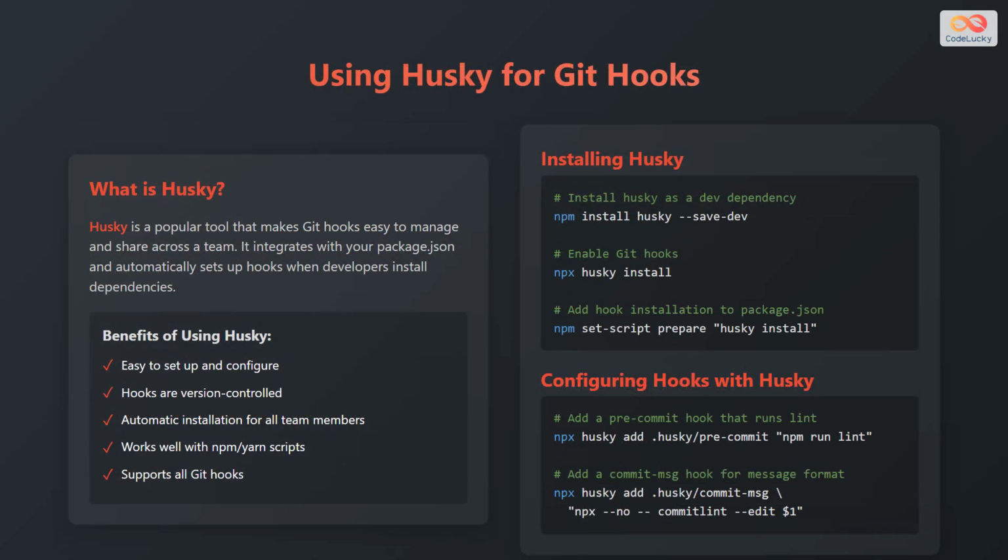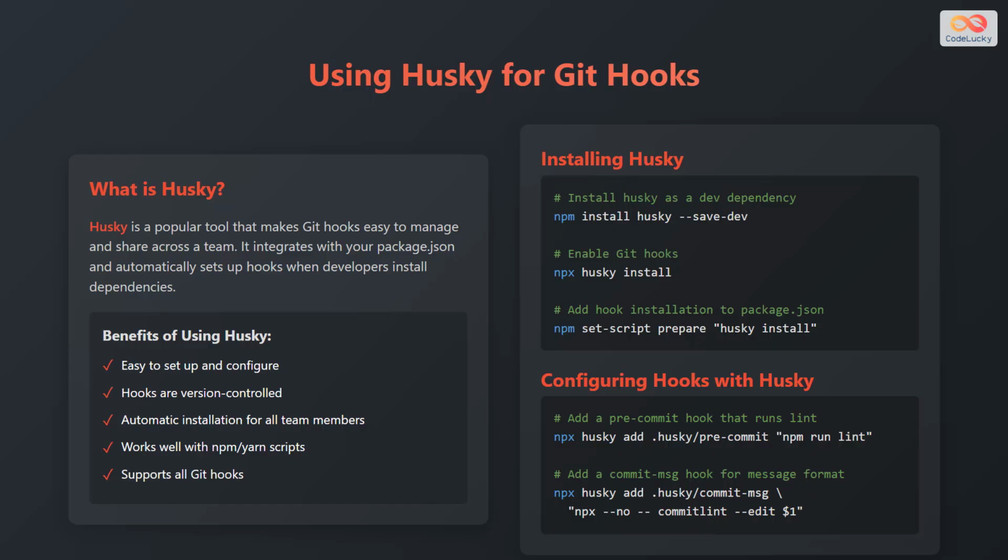Husky is a popular tool that makes Git hooks easy to manage and share across a team. It integrates with your package.json and automatically sets up hooks when developers install dependencies. Benefits of using Husky are: it is easy to set up and configure, hooks are version controlled, installation is automatic for all team members, it works well with npm or yarn scripts, and it supports all Git hooks.